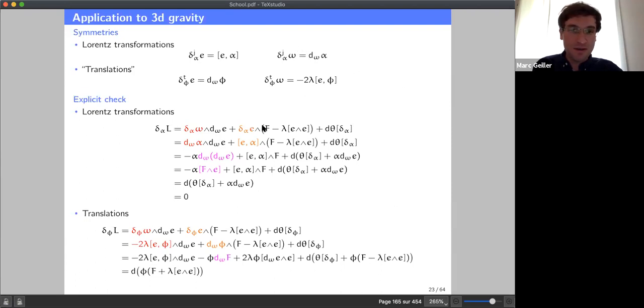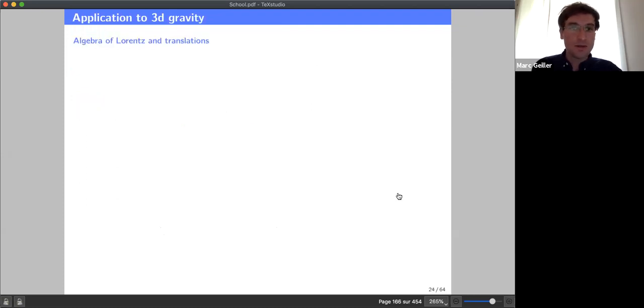No, alpha is a 0 form. I see in the chat that someone is asking. Alpha is a 0 form, otherwise this wouldn't be consistent, because on the left I would have a 1 form, and on the right I would have a 2 form. And also notice that I'm putting a comma and not a wedge product, because alpha is a 0 form, so I cannot wedge E with alpha.